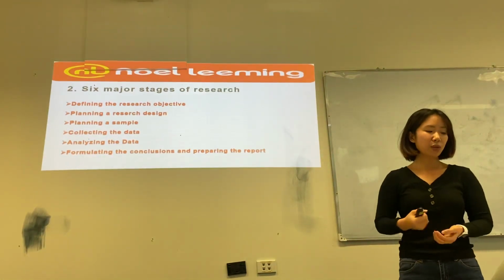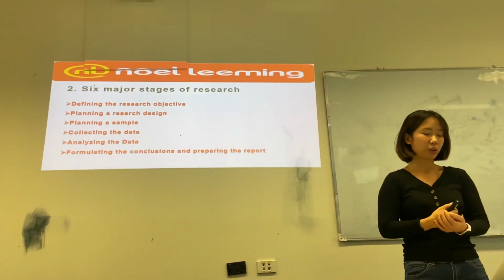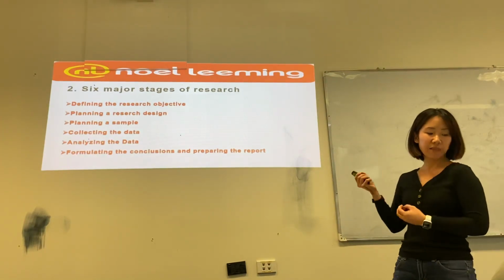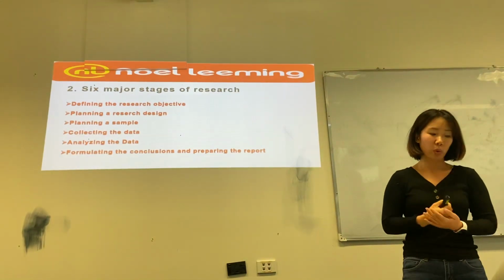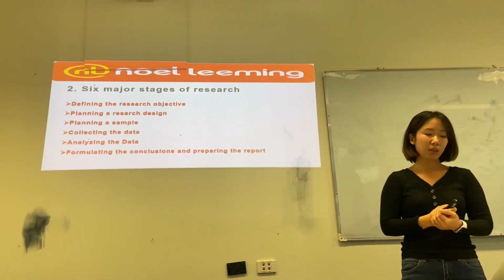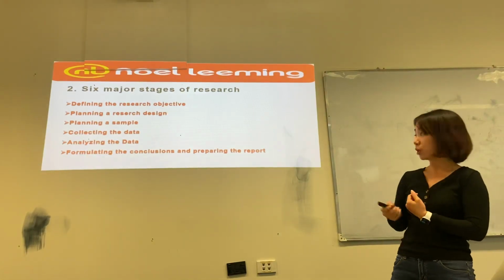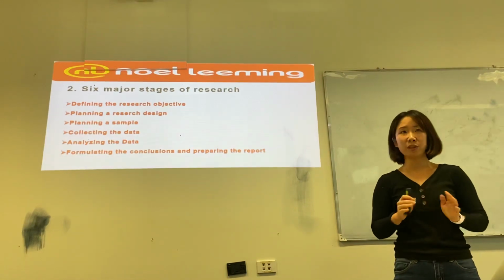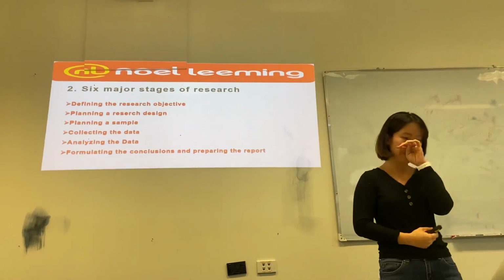In the first stage of research, people or organizations usually define the research objectives. Research objectives are the goals that an organization wants to achieve through the research, which means the organization should identify the problem or the goal at this stage before they move on to the further research process.